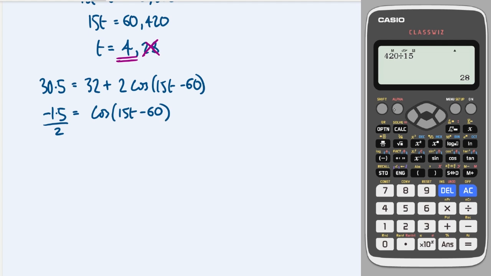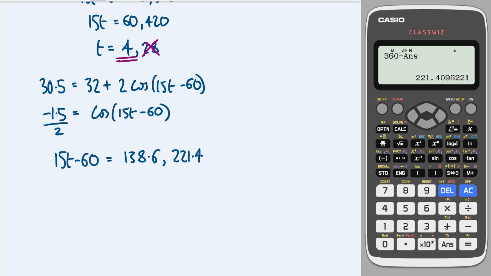So we'll go to our calculator and we will change to degree mode, and we will do cos to the minus 1 of minus 1.5 over 2. Okay, and we will get 138.6. So 15t minus 60 is equal to 138.6. And then we always find the second value straight away. The second value will be 360 minus that, for cos, so 221.4.